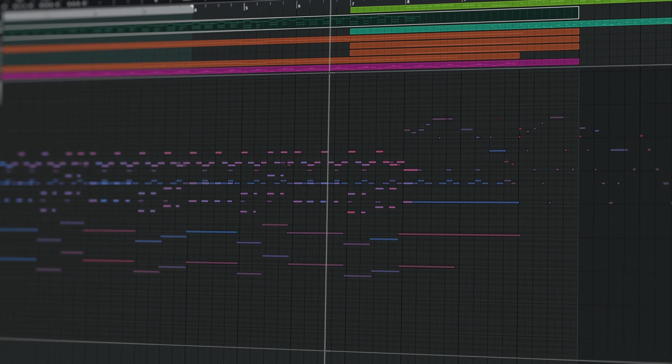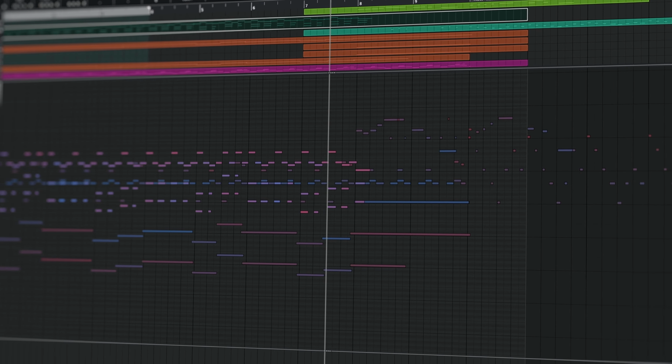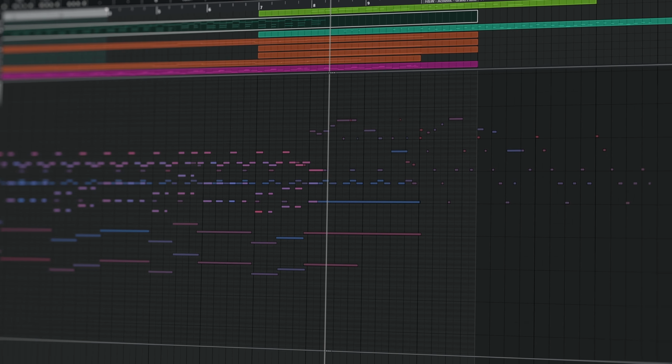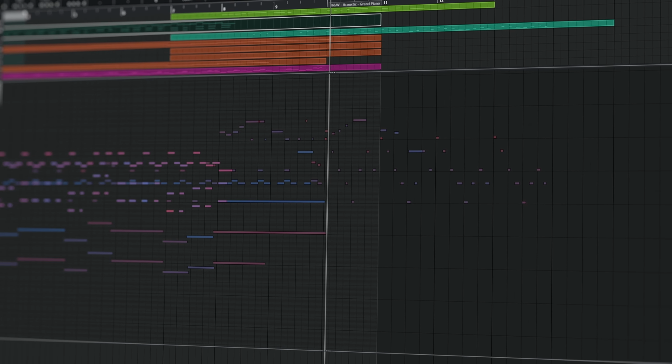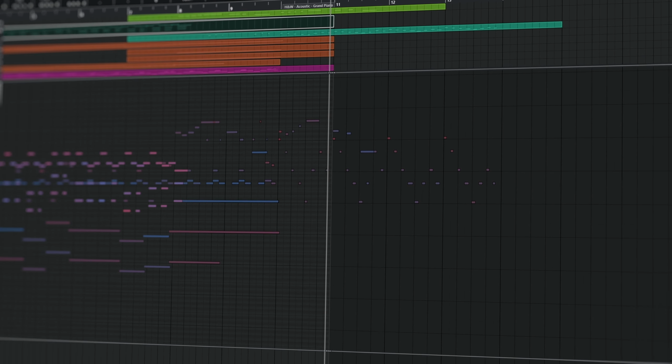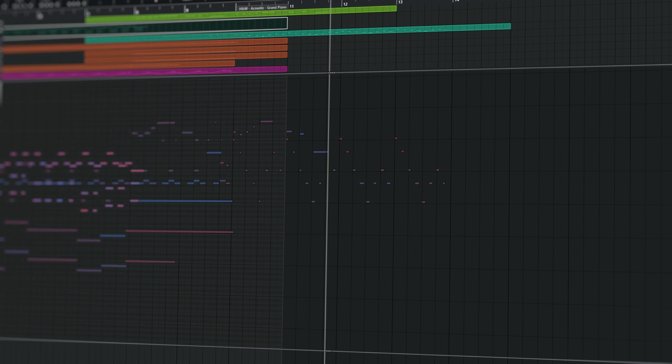But right at the end, we introduce the motif for the first time. And this is where I've got it so far.